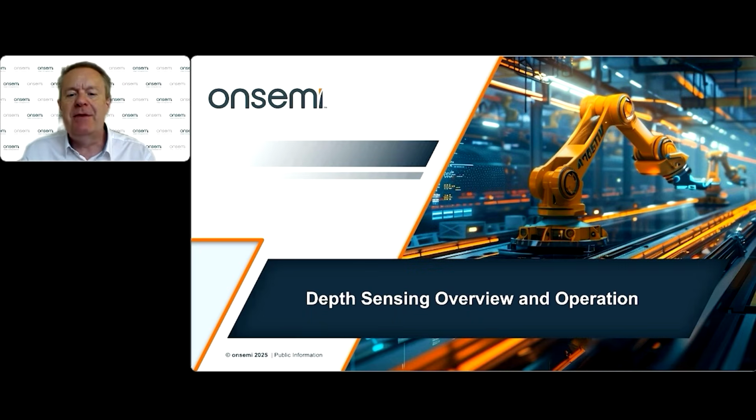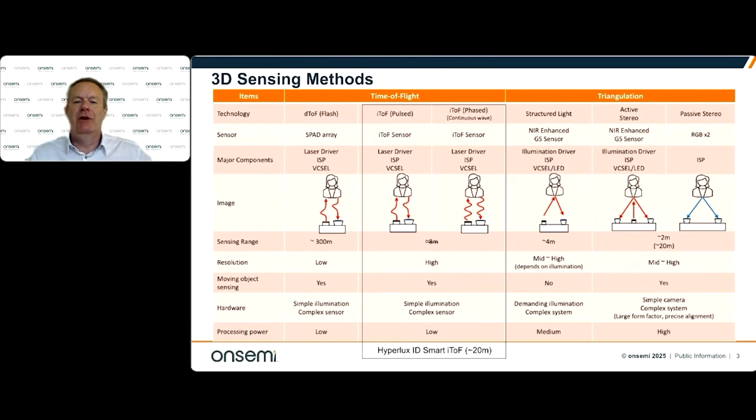So depth sensing overview and operation. There's a lot in this slide, but this talks about the various 3D sensing methods that can be used for 3D. And why is 3D important? It's all to do with capturing and digitizing three-dimensional shapes. And that's important for many growing applications I'll come on to later. It's the foundation for mapping. It's the foundation for spatial awareness. So it's becoming increasingly important for many markets to have a 3D aspect rather than just a standard visual 2D imaging.